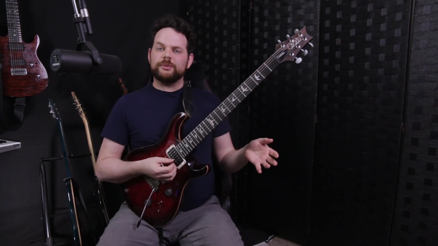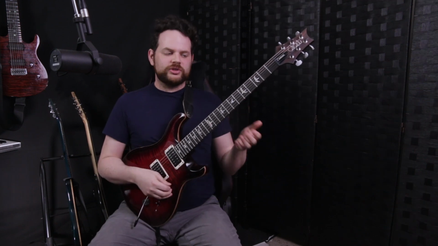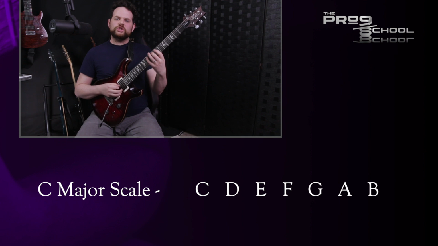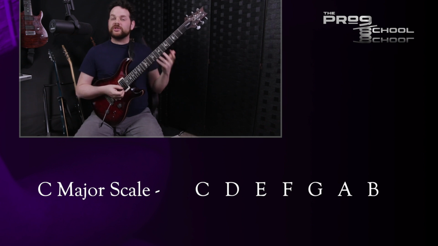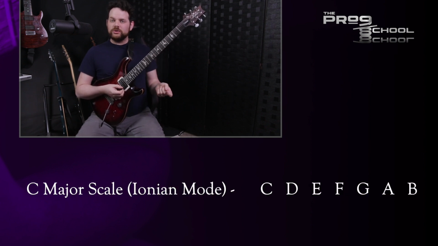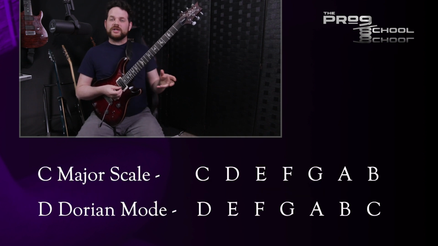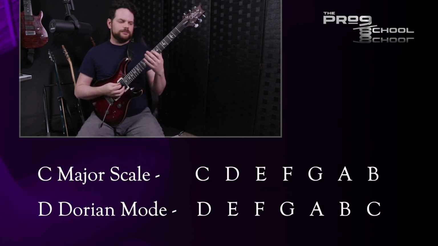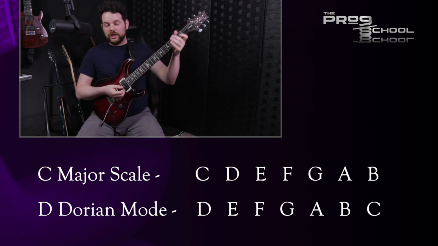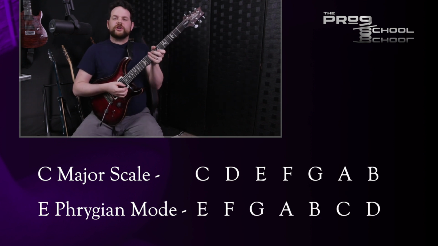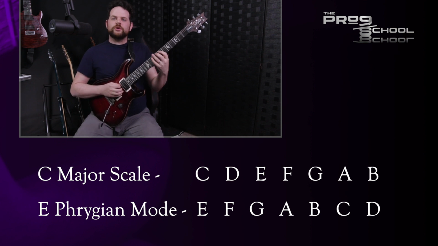Let's continue the example from earlier using the C major scale, C, D, E, F, G, A, B. The major scale can also be called the Ionian mode, although that's not super common in most situations. But let's take that major scale and start it on the second note, D. And that's the Dorian mode. If you start on the third note, E, you have the Phrygian mode.